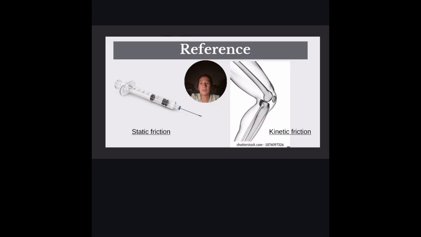For a syringe, when you push the plunger, you often need to push against it using a bit of force because it is touching the inner barrel.